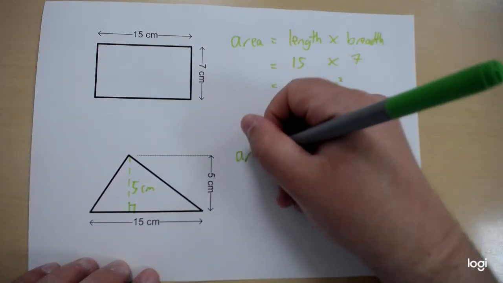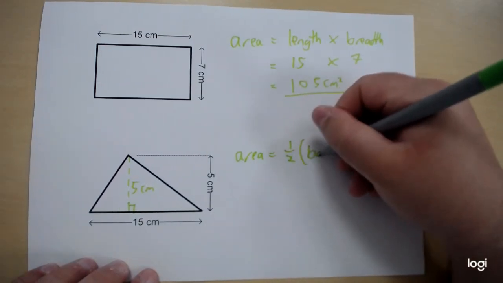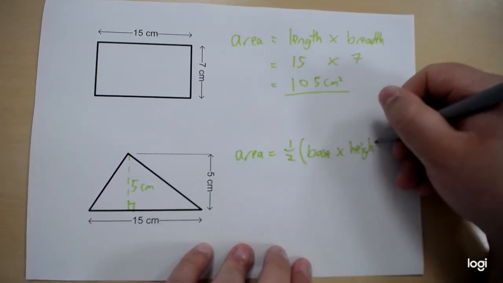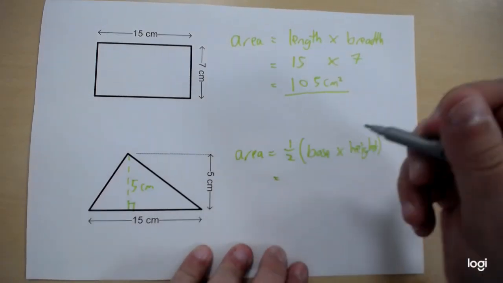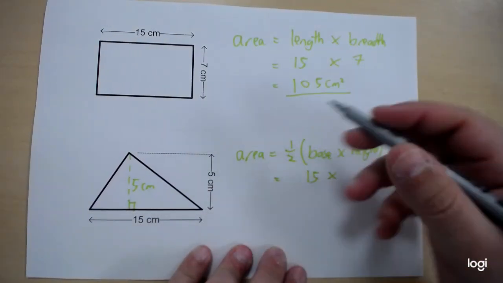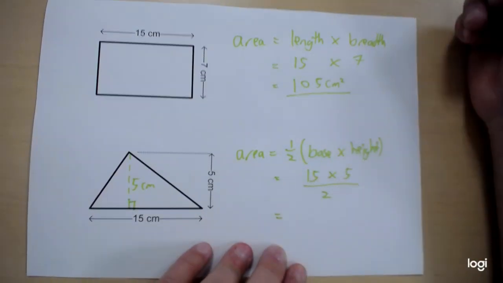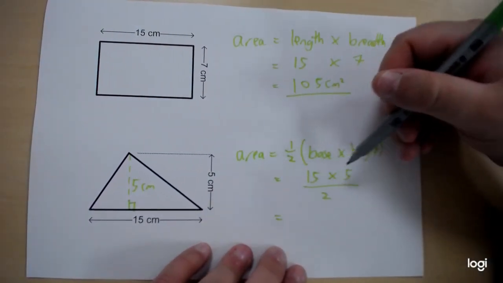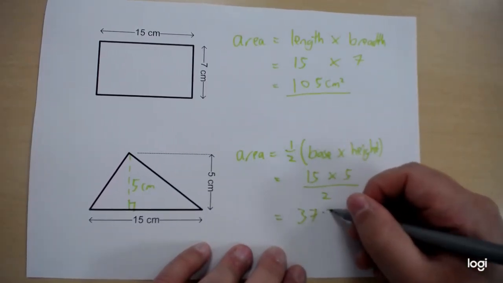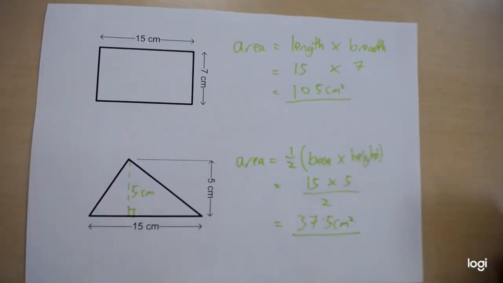So the area is 1/2 base times height. In this case, the base is 15 centimeters, the height is 5 centimeters, and we divide that product by 2. So 15 times 5 all over 2, the answer is 37.5 centimeters squared.